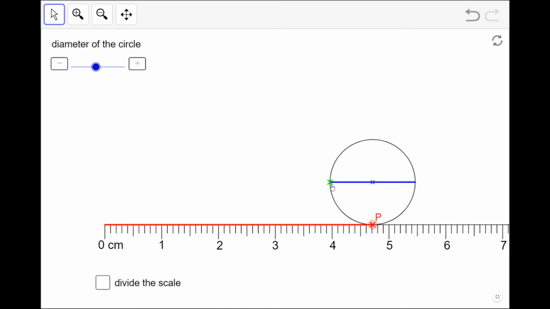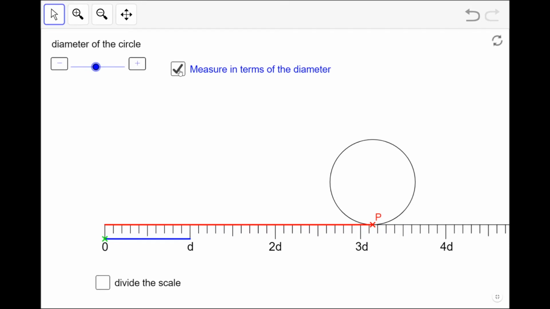We are then going to take the diameter and just place it there. Now we have a new action we can do. We can measure the circumference in terms of diameter. Right now we can see the diameter is about 1.5 centimeters, and we can see how many diameters fit in our circumference. If I press measure in diameters, we can see we've got 1 diameter, 2 diameters, 3 and a bit diameters is what our circumference is.